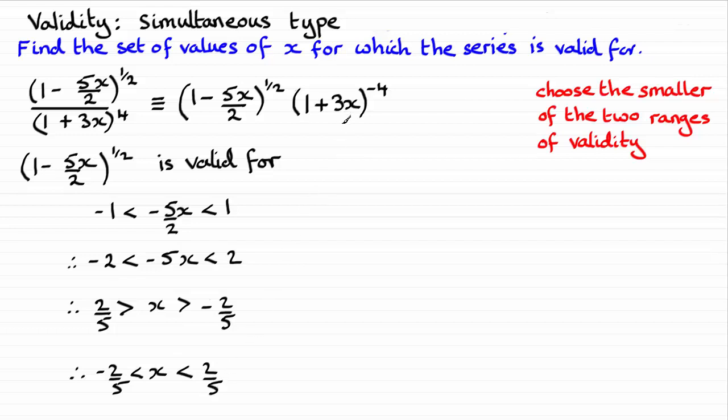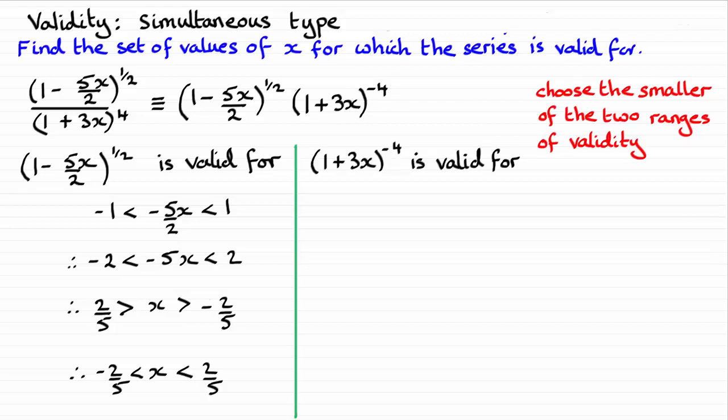Now, when it comes to looking at the values of x for which (1 plus 3x) to the power minus 4 is valid, then again, what we need is this term, 3x, to lie between minus 1 and 1. And in this case, for values of x, we just need to divide through by 3. It's a positive value, so we don't need to reverse the inequalities there.